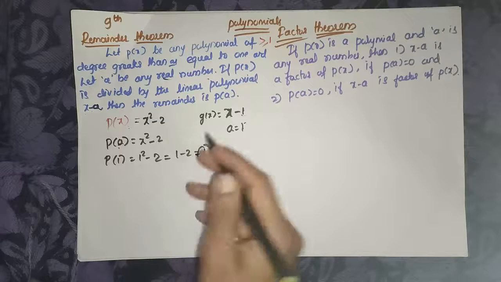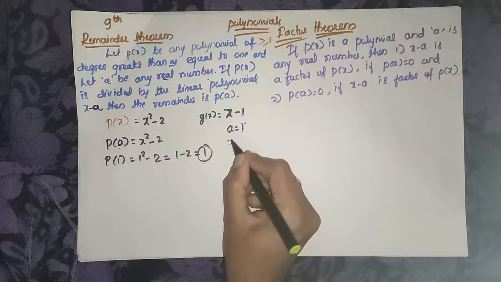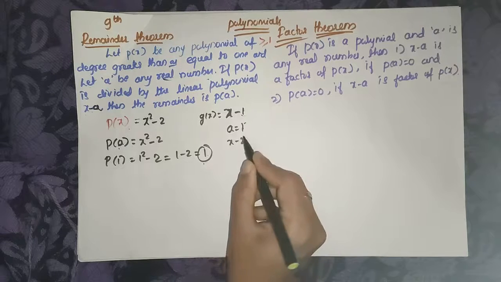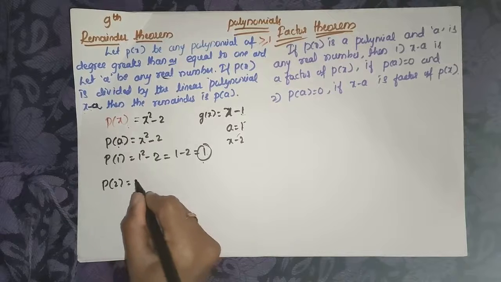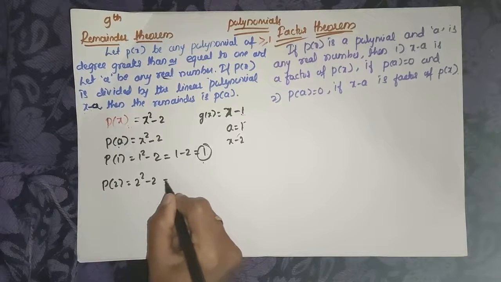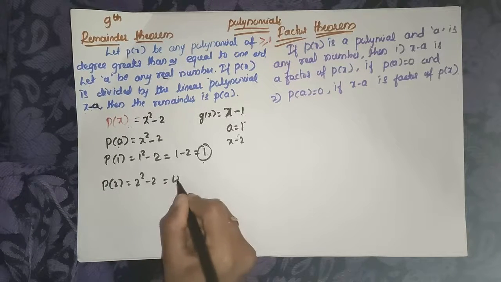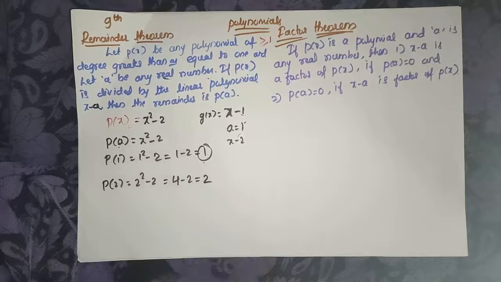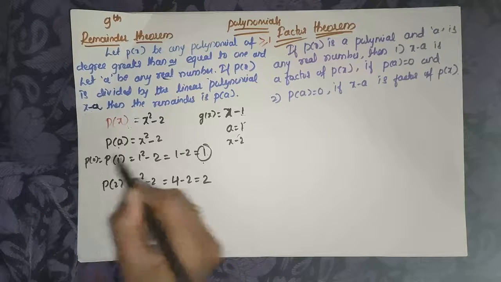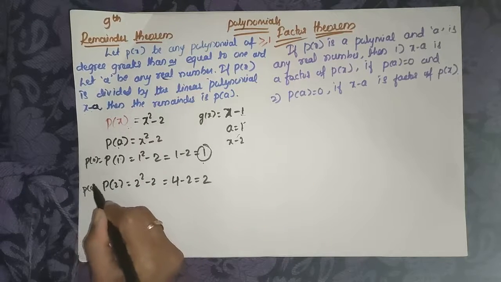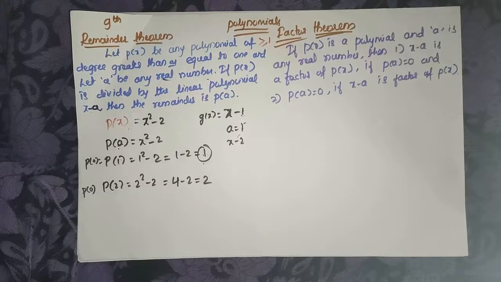In general, if you take it divided by x minus 2, then here a is 2. If you apply p of 2, that is 2 square minus 2, then 2 square is 4 minus 2, which equals 2. The remainder is 2. So we need to apply p of a, where a is any real number. This gives the remainder.